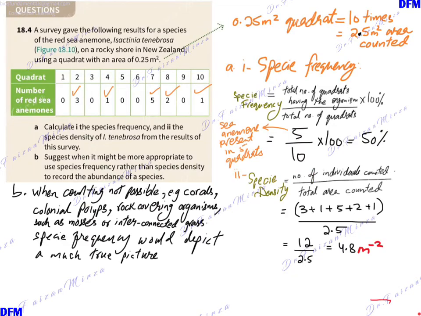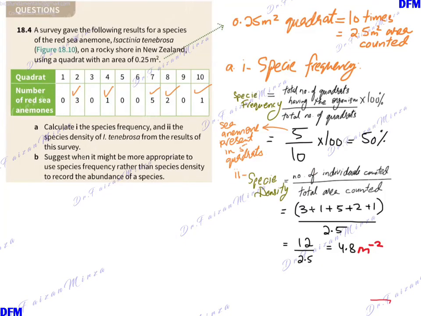For example, this question here, what does this question tell you? The question mentions that a survey was carried out on a rocky shore in New Zealand. A quadrat of 0.25 meters squared was placed. You can see it was placed 10 times. Among these 10 times, the red sea anemone was found in 5 of these quadrats. So 1, 2, 3, 4, 5.